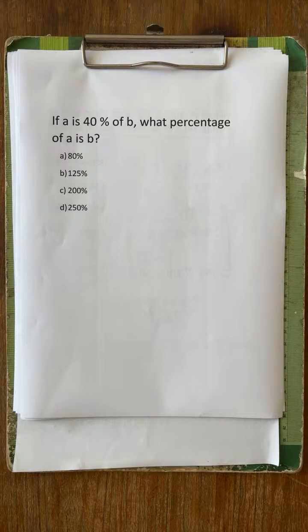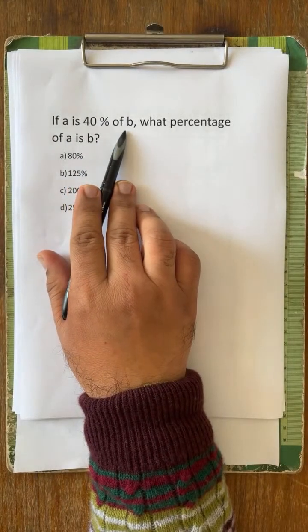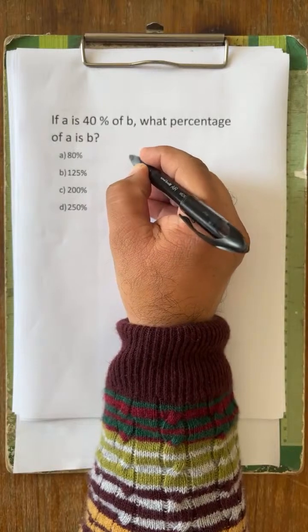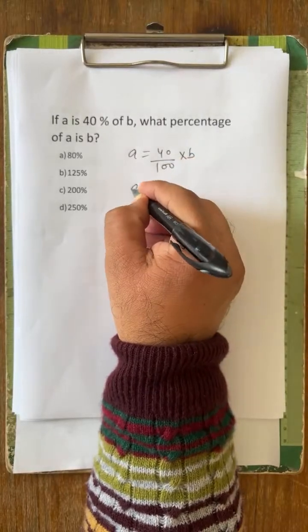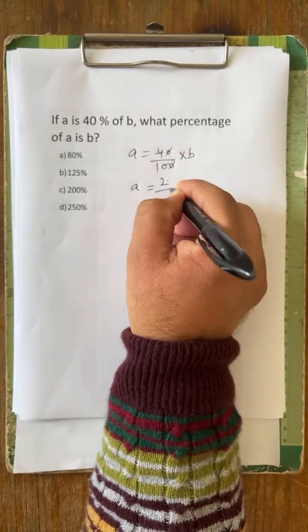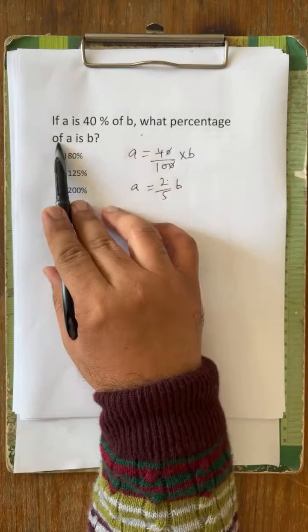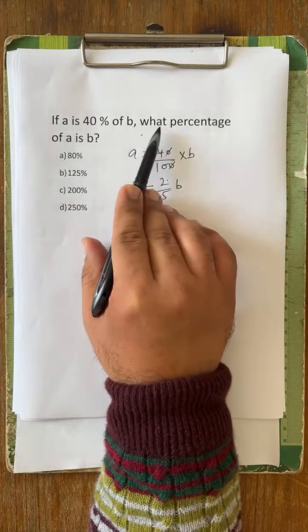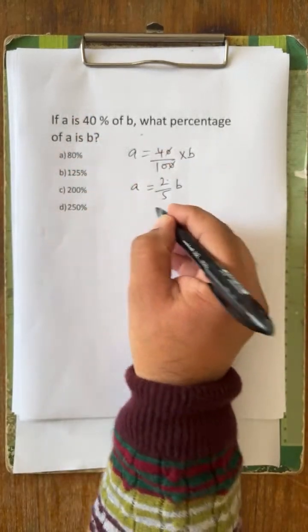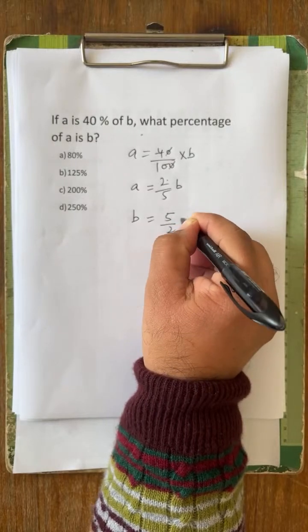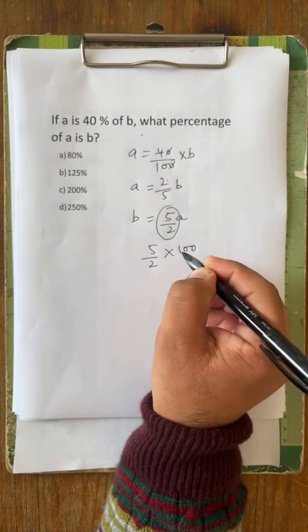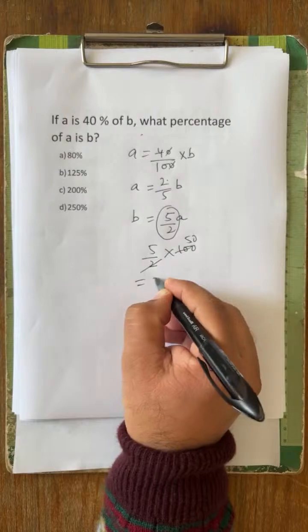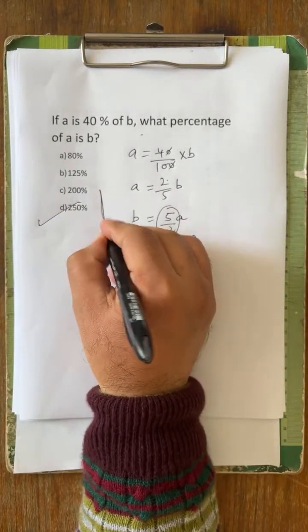Pranav, your answer is correct, 250. Now, if A is 40% of B, we can write A is 40% of B. So A becomes 2 upon 5 of B. Now, what percentage of A is B? We have to find B. B will be 5 upon 2 A, but we have to find it in percentage. So 5 upon 2 into 100. This cancels. We are left with 250%. Option D will be our answer.